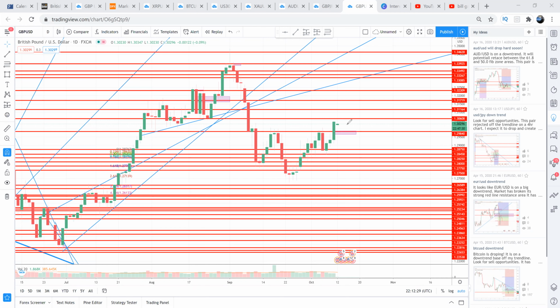So that being said, we have this week where we could come up to test this area, and if we respect it, we could create a support and shoot back up, or we could come back down to retest this area of strong support before shooting back up. And we have this strong area of consolidation, you could say. Look at the candles going up and down, up and down. We have a lot of noise here.